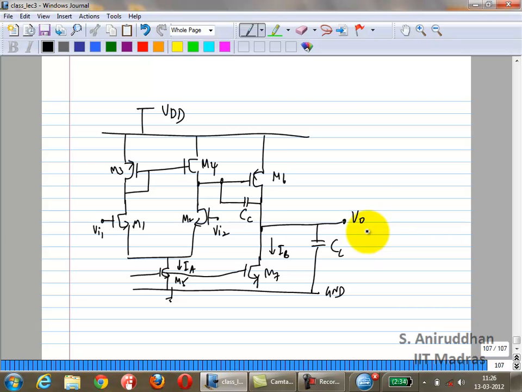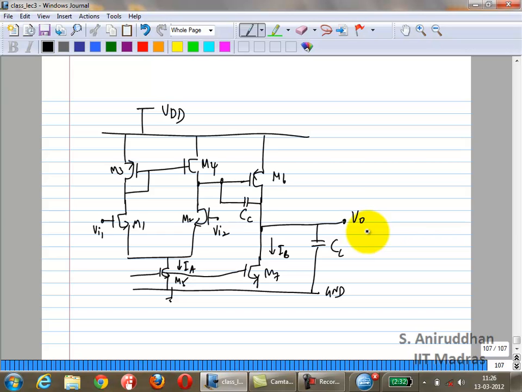IA flows through M2. What is the current in M1 and M3? 0. What is the current in M4? It has to be 0, right? If M3 current is 0, the gate to source voltage of that is 0, so M4 is 0. Correct? Okay. So all that current IA flows through CC. Okay. So what is your output slew rate?